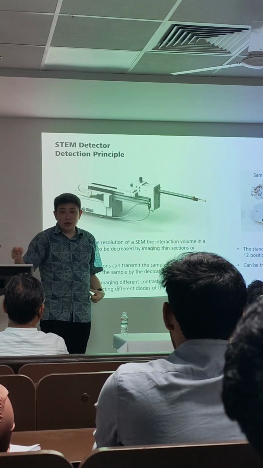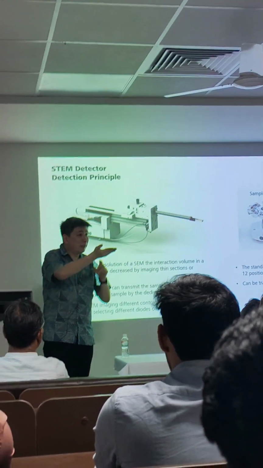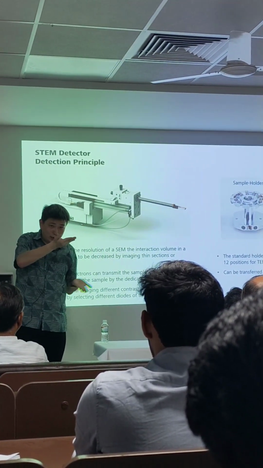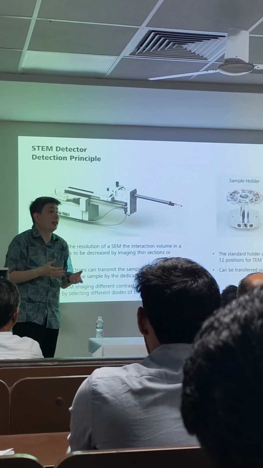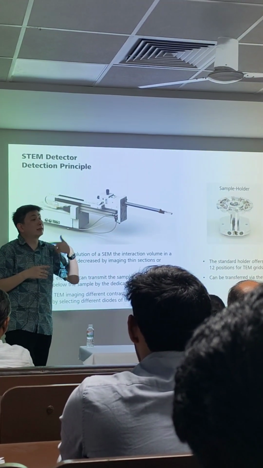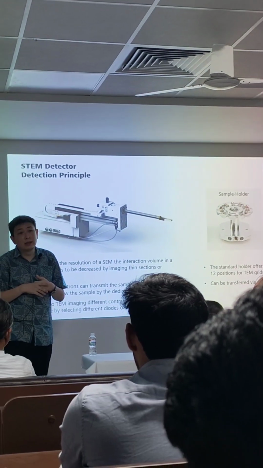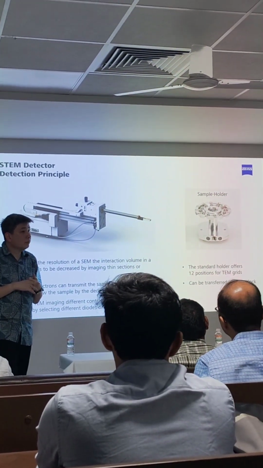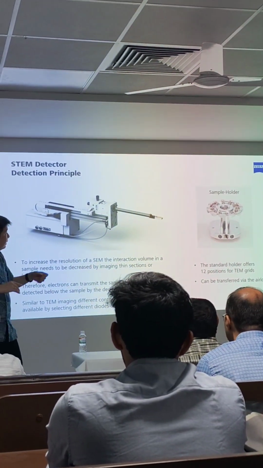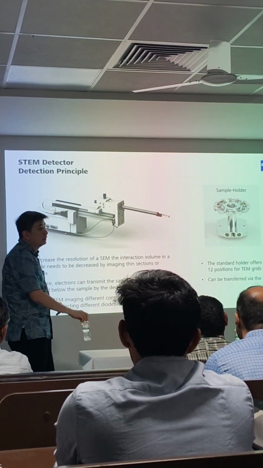With this detector, actually we don't have to take it out. The sample is still there in the chamber. You just put in the detectors and you can see immediately. It's much faster. Much faster. So we need to place it in a special sample holder. Yeah, this is the sample holder. This is the one.